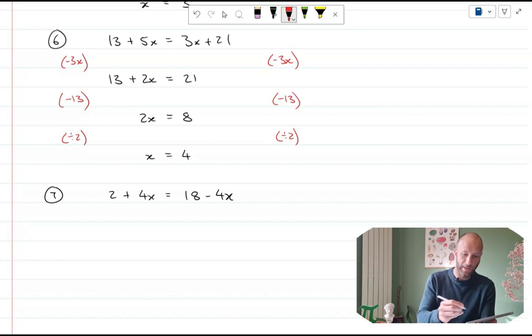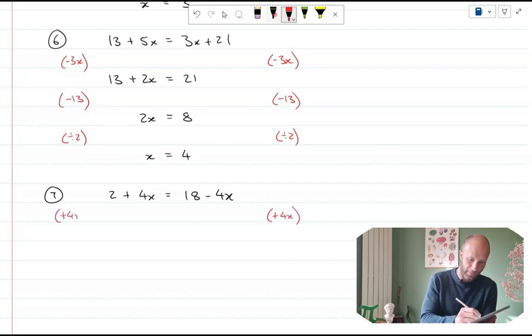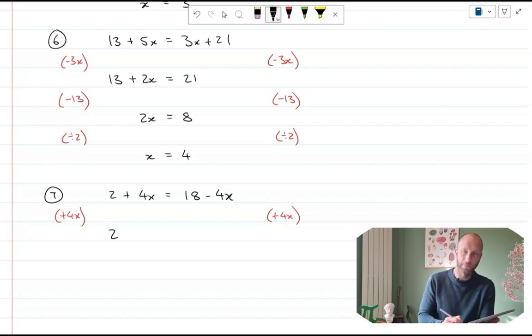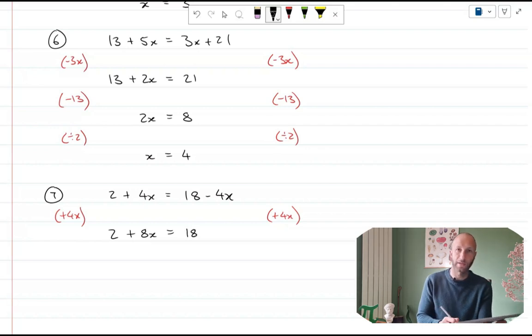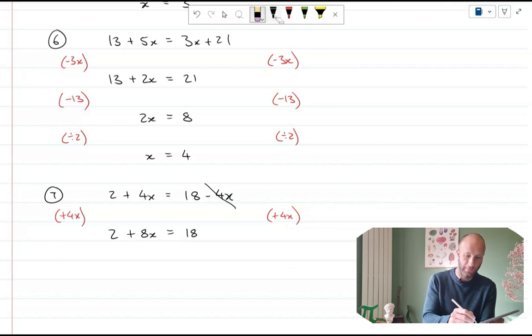So here, if I want to get all the x's on one side, I kind of want to get the x's on the left side. So I can add 4x to both sides to cancel that negative 4x. When I add 4x to the left, the 2 won't change. It's just a number, it just sits there. 4x add another 4x will be 8x. That's my left-hand side. On the right, the 18 won't change because it's a number. Adding 4x won't affect that 18, but adding 4x to minus 4x will cancel that term out.